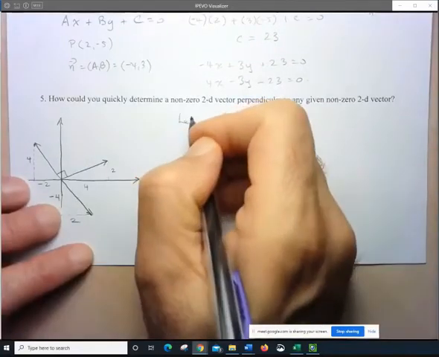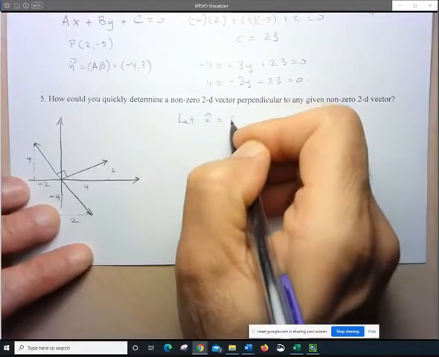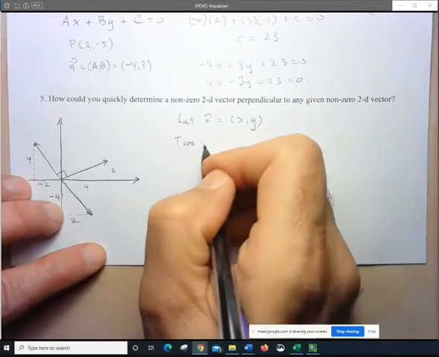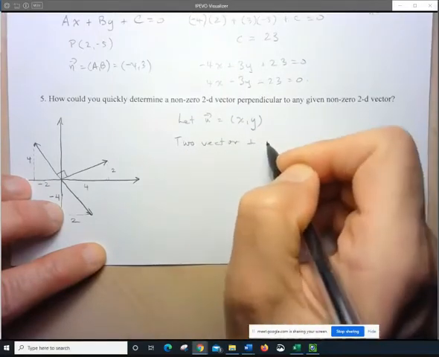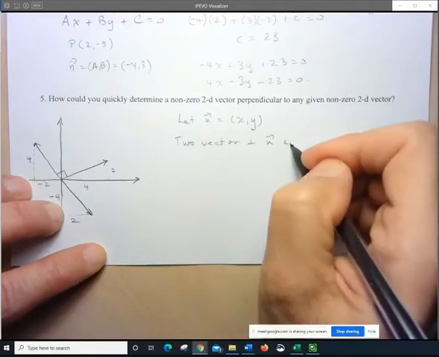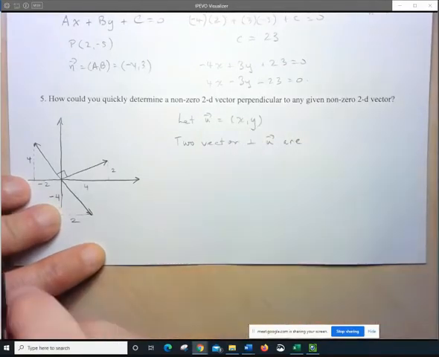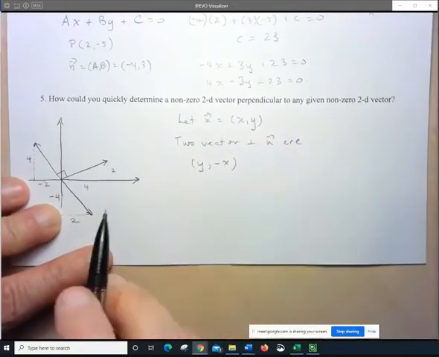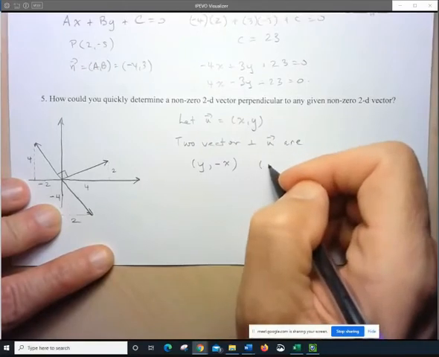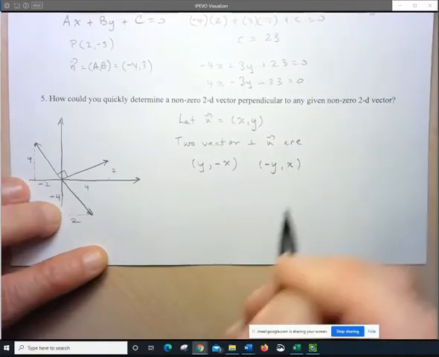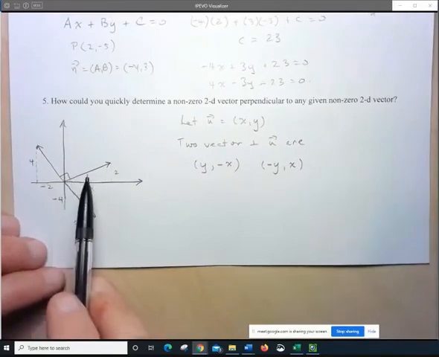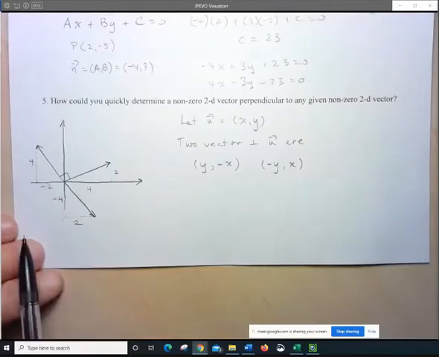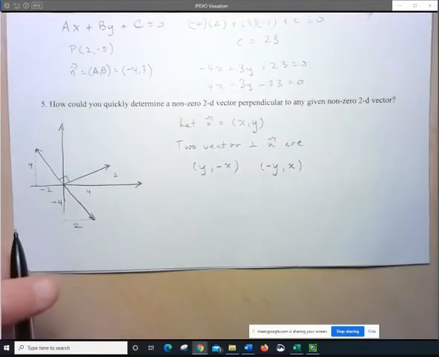So if you have some vector, let's call it u, with components x and y, two vectors that are perpendicular to vector u are, well, what did we say? We have to swap the components and make one of them negative. So this would be one option, and this would be another. Again, this vector 4, 2, a perpendicular vector was -2, 4. Another perpendicular vector is 2, -4. And there you go.